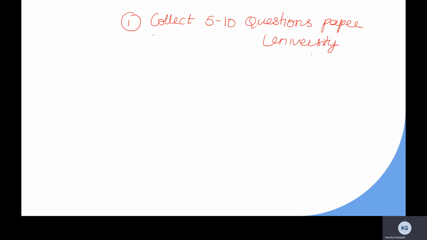Point number one, collect all the 5 to 10 years question papers. Question papers of your concerned university and your concerned state. Okay. Then after collecting that, what you're going to do is you will get one question bank, right? So now divide this question bank into 3 parts.